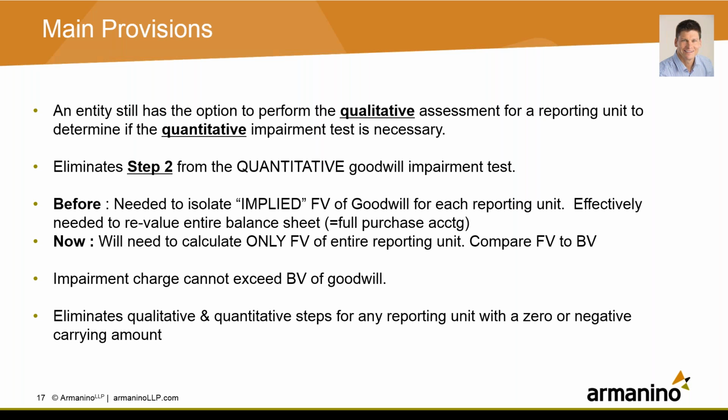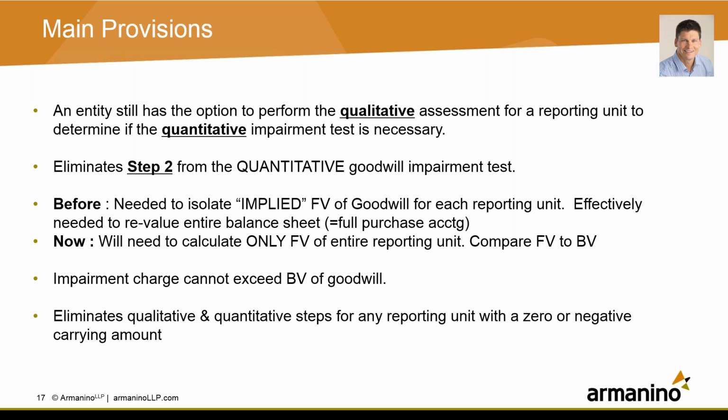So all you need to do under the new standard is take the fair value of the entire business. So you only need to run one set of cash flows for that entire business. You don't need to allocate it down to its individual elements. Compare that to the book value of the entire reporting unit. And then if there's a difference, then that is the amount of impairment, and that is what you should record to goodwill.